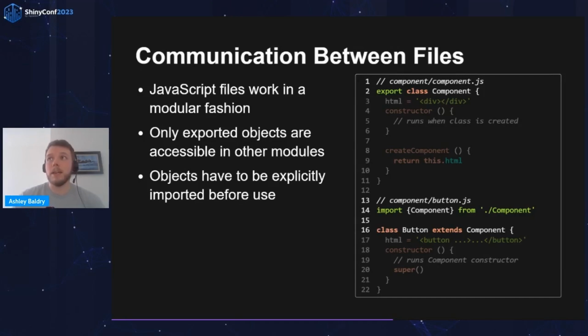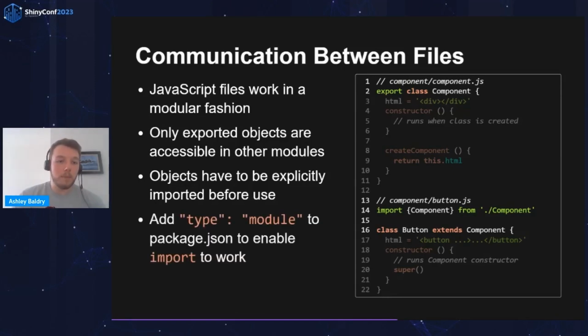So in the example on the right, I have two files, a component and a button. To export the component, I have to add the word export before it. And at the top of the button script, you use import object from and the file location it's from. Then it's all available to you. If you want to use these import calls, you have to add in this extra field in the package JSON, and it's just saying it's a module. It's needed since the newest version of JavaScript.